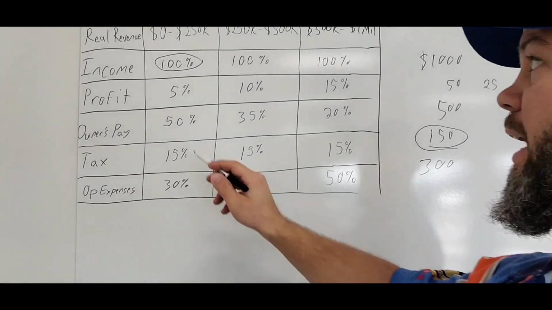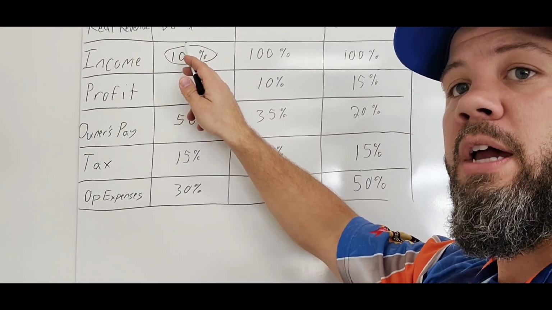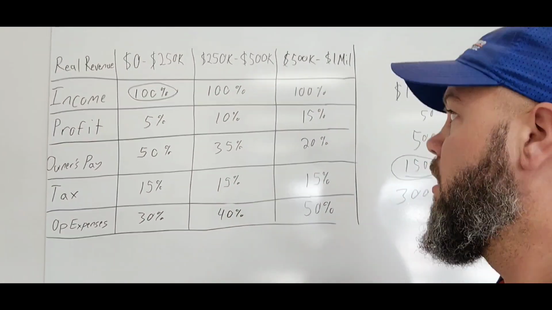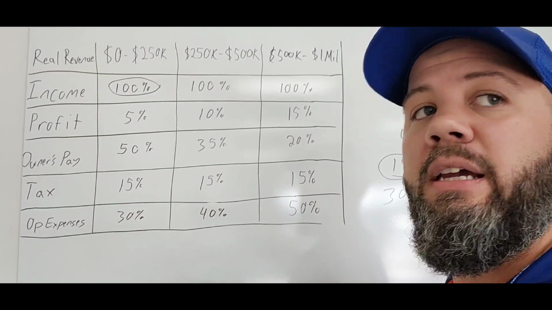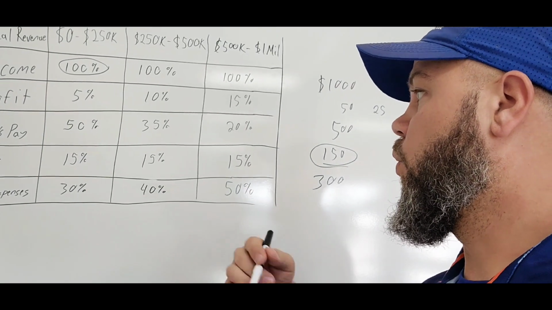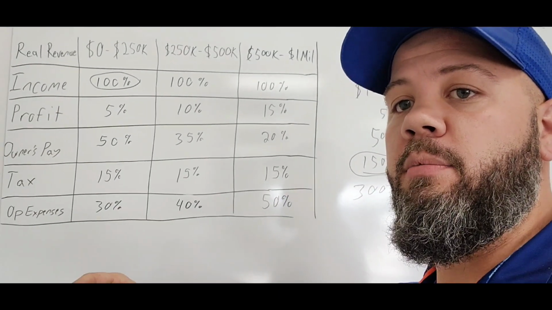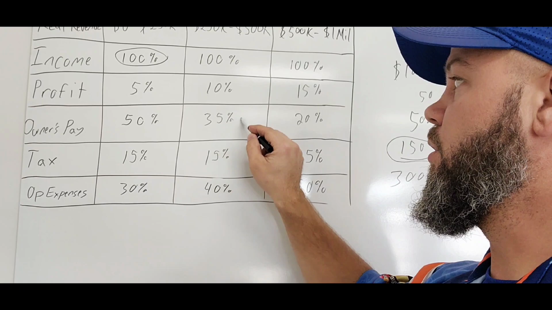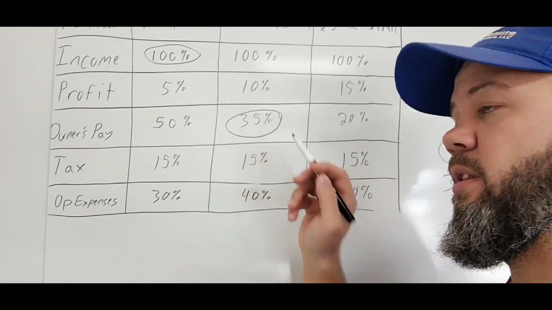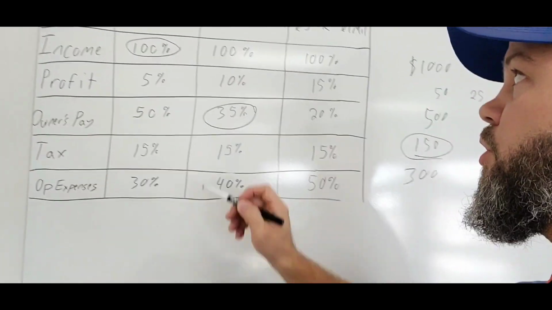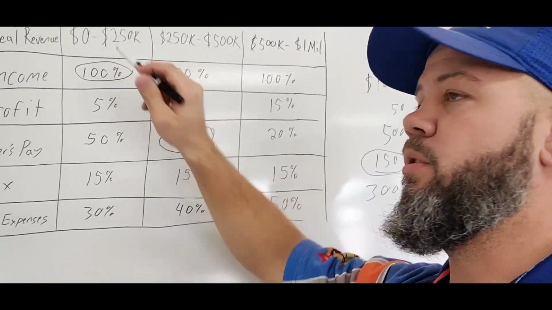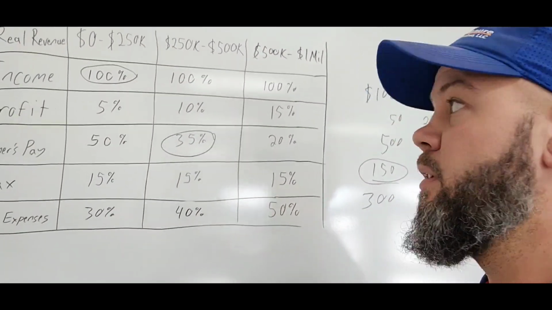As your company starts to grow and you get out of that $250,000 mark and you start working your way up to $500,000, then things need to change, because in order for you to sustain that, you need to be able to grow your business. You need to feed back into your business. So you're going to come over here and you're actually going to lose some of that owner's pay. You just drop from 50% to 35%. But because you went up in revenue, you're at $500,000 now. 50% of $250,000 is $125,000.